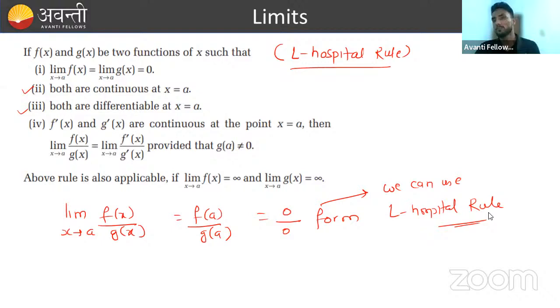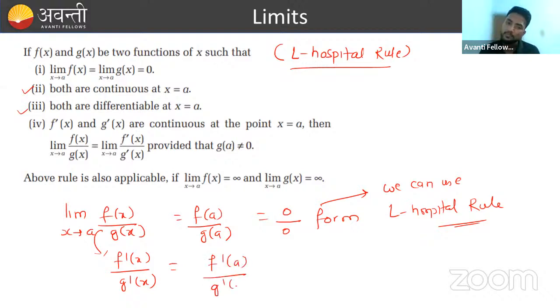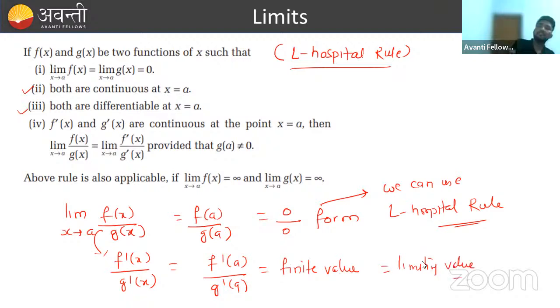If you are getting 0 by 0, you can use L'Hospital rule. So what do you have to do in L'Hospital rule? You just differentiate the numerator and differentiate the denominator. So you will get f dash x divided by g dash x. Now you just put a in f dash a and g dash a. After putting this, if you are getting any finite value, that will be your limiting value.